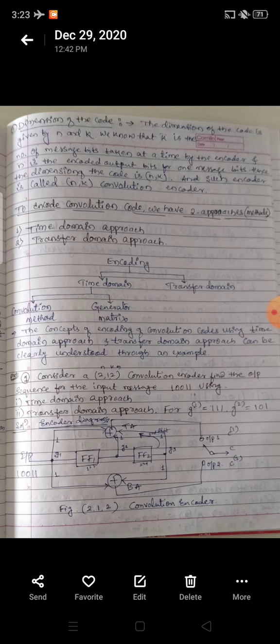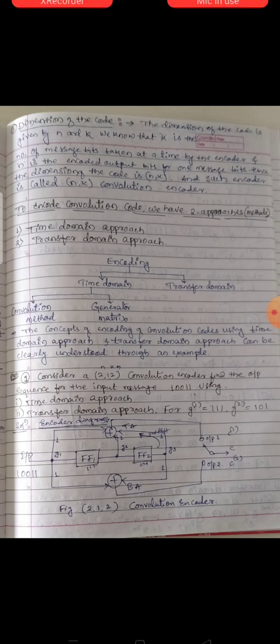Once you connect this, from the top adder we get output 1, and from the bottom adder it is output 2. So how many outputs are we getting in total? 2 outputs. Look here, N is equal to 2: number of outputs 2 and number of modulo 2 adders 2. So from the given numerical you have to draw the encoder circuit of the convolutional code.